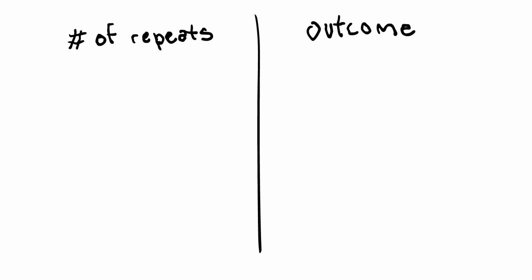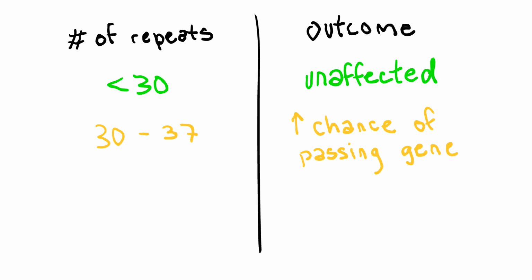Now let's take a look at the number of repeats versus the outcome. A typical person has less than 30 repeats, which makes them unaffected. Between 30 to 37 repeats means there's a high chance of passing the gene to offspring. These are the carriers referenced earlier. And over 37 repeats means there's a high risk of developing Huntington's disease.